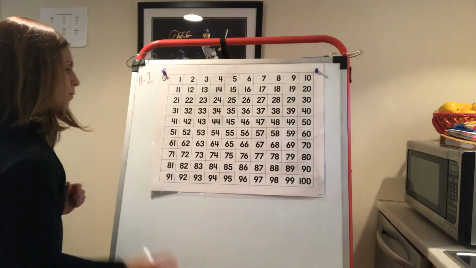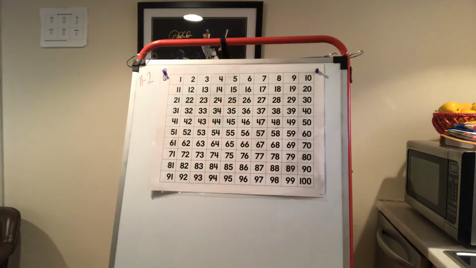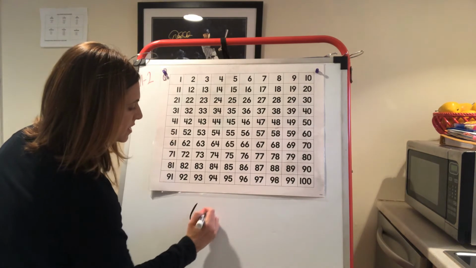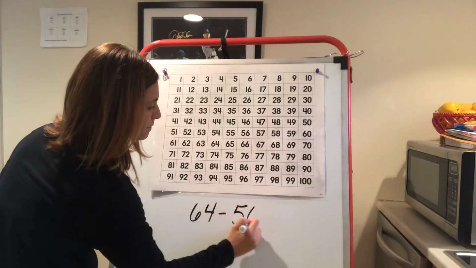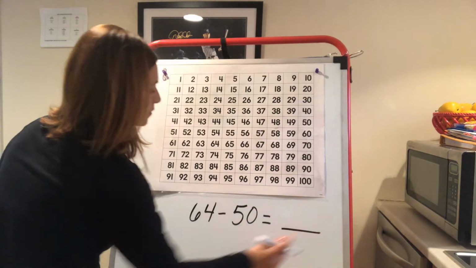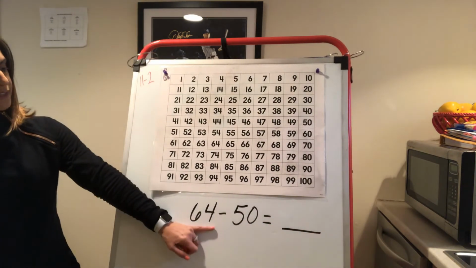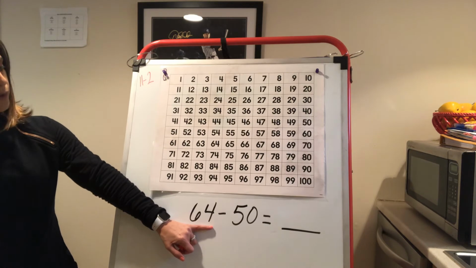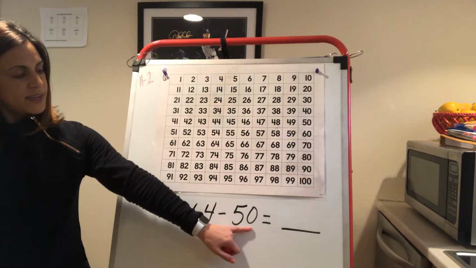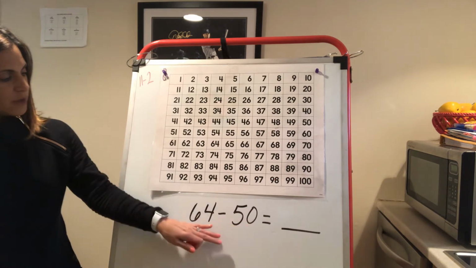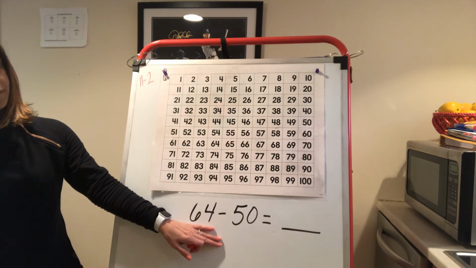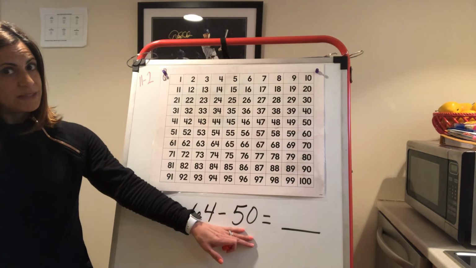Let's try a harder one. Let's try 64 minus 50. It's a bigger one. In 64, there's 6 groups of 10 and 4 ones. In 50, there's 5 groups of 10 and 0 ones. We're going to start at the number 64 and count back 5 groups of 10.